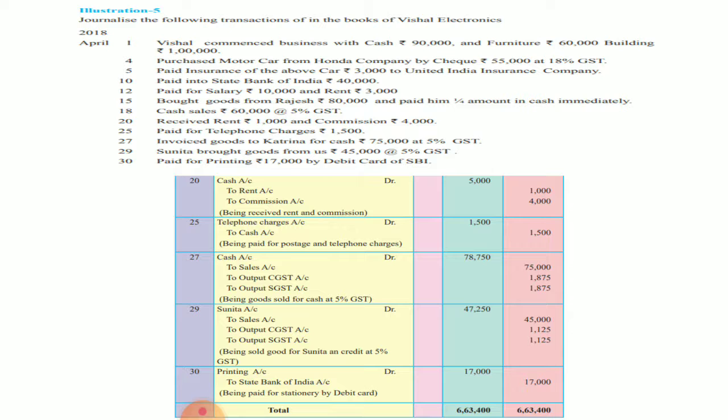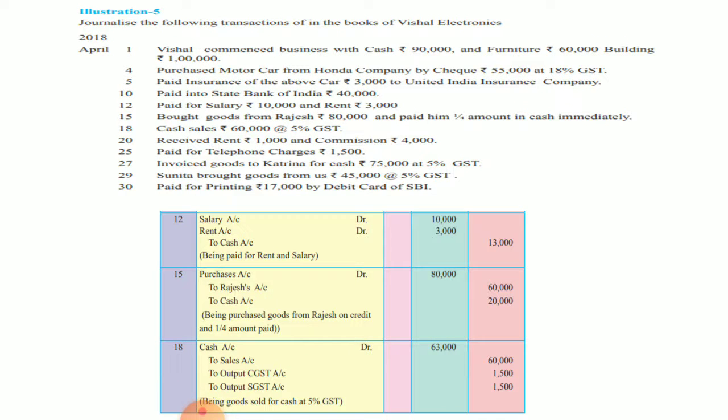Next, it is April 15, brought goods from Rajesh 80,000 and paid him 1/4 amount in cash immediately. So what we have paid immediately in cash, that is cash going out of the business. Here the purchase was not mentioned, so we'll write April 15 purchases account debit 80,000 to Rajesh account 60,000 to cash account 20,000.